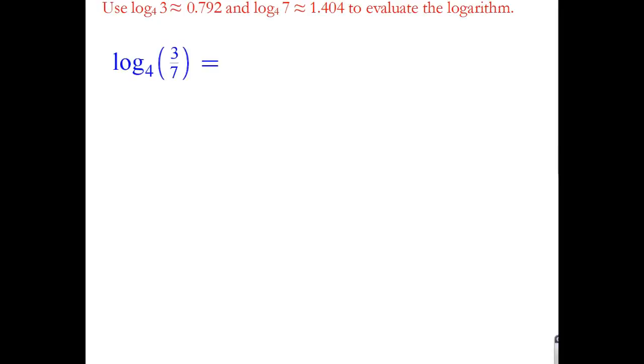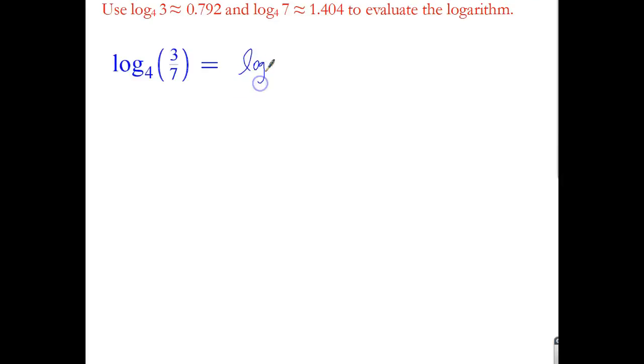Okay. All right, so let's go ahead and, oh, you probably can't see that very well. Let me see if I can move this thing. There we go. All right, so we're going to use log base 4 of 3 is equal to 0.792, log base 4 of 7 is equal to 1.404, and we're going to use those to evaluate the logarithm here, okay? So what I'm going to use is some of those properties here. So we said that log base 4 of 3/7 is going to be the same as log base 4 of 3 minus log base 4 of 7, okay?